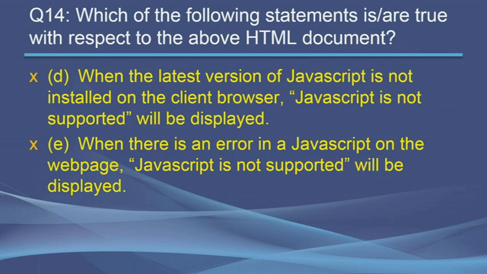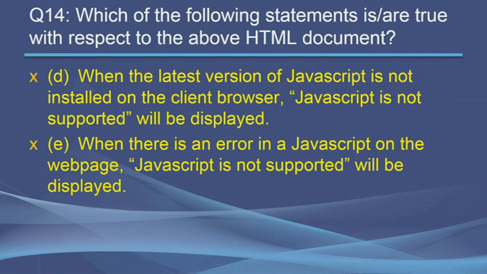Option D, when the latest version of JavaScript is not installed on the client browser, JavaScript is not supported will be displayed. That is also incorrect because NoScript will only check whether JavaScript is enabled or not, not the version of JavaScript that is enabled in the browser. So if any version of JavaScript is supported in the browser, it will not display this message. So D is also incorrect.